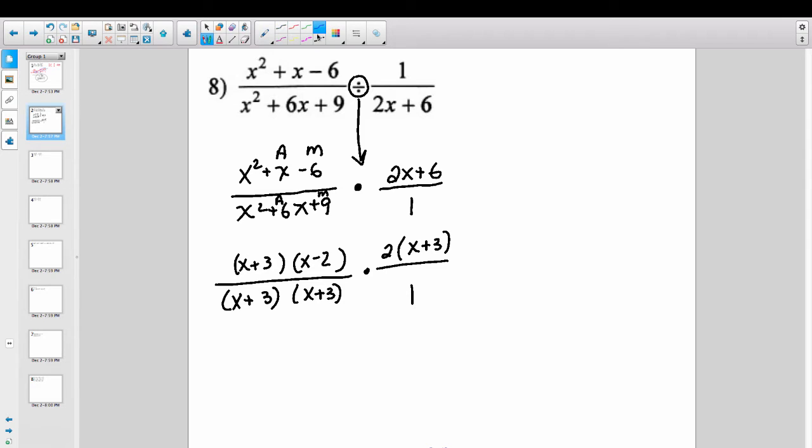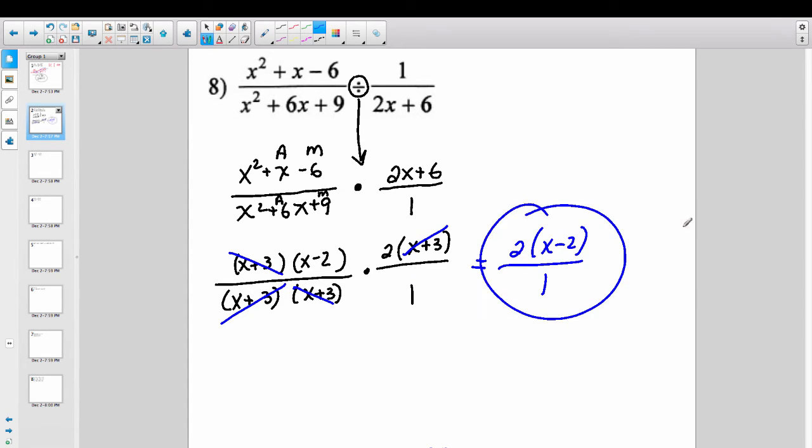Okay, where do we have matches? So I have an x plus 3 here, and x plus 3 here. An x plus 3 here, and x plus 3 here. Nice. Okay, nothing else. So whatever's left, you simply multiply across the top. So that would be 2 times x minus 2. And on the bottom, it's just a 1. So that's your answer. Again, the main idea here with these division problems is that you change to multiplication and then flip the second fraction over. After that, you're just factoring and finding matches to cancel.